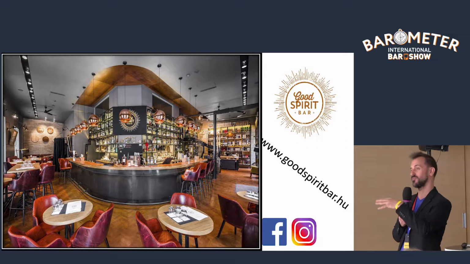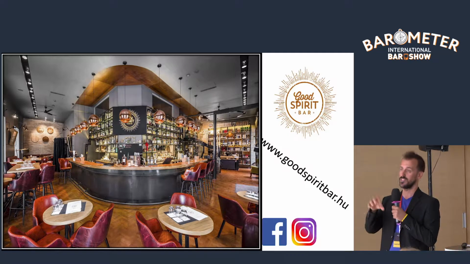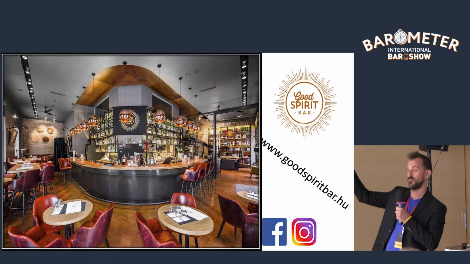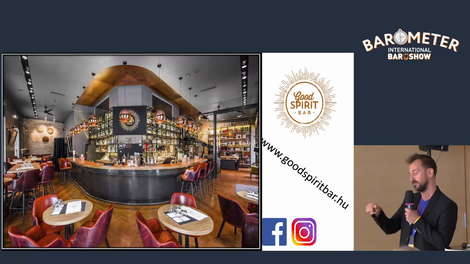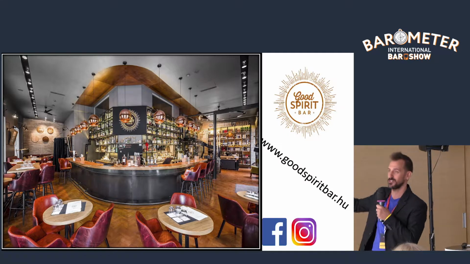In this bar, people usually come to try new things and try more things. So we also have little trays of three or six different spirits, and you can pick whatever you want, and we are happy to tell you a few things about them, and you can get the idea of what you're going to buy in the shop.